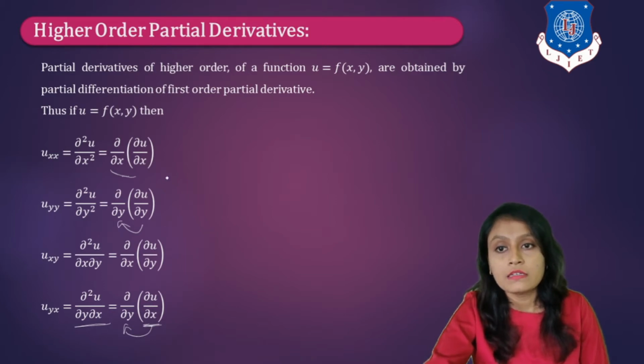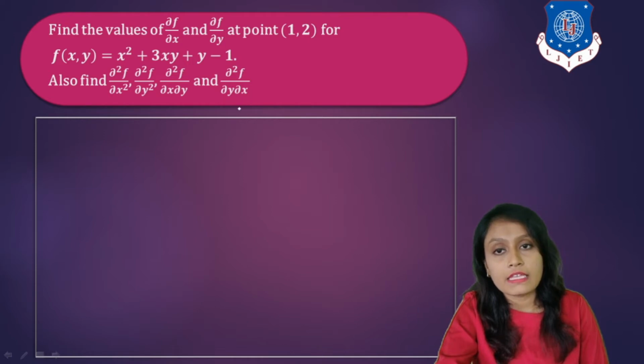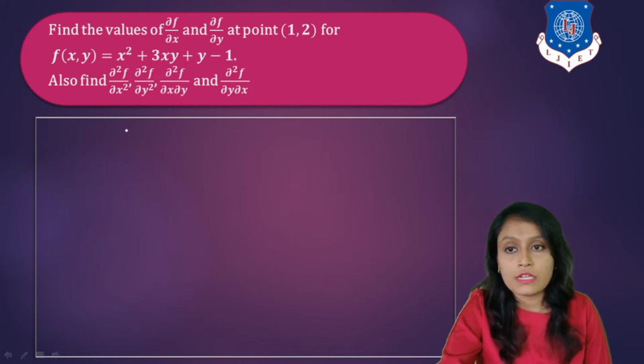Okay, so let's begin with the example. Find the value of ∂f/∂x and ∂f/∂y at the point (1, 2) for the function f(x, y) = x² + 3xy + y − 1. Also, we have to find ∂²f/∂x², that is f_xx, ∂²f/∂y², that is f_yy, ∂²f/∂x∂y, that is f_xy, and ∂²f/∂y∂x, that is f_yx. Okay, so let's solve this.